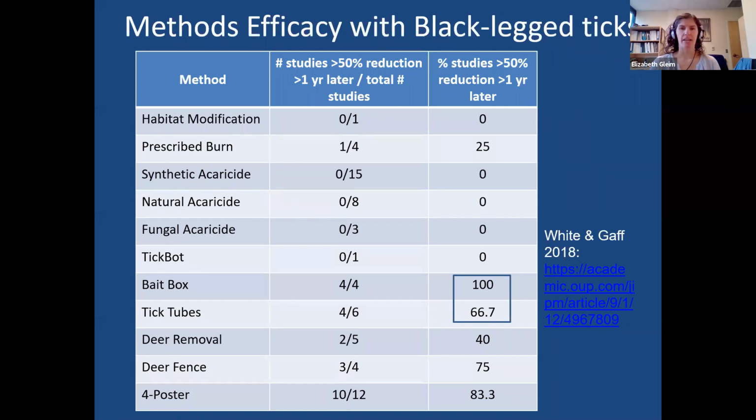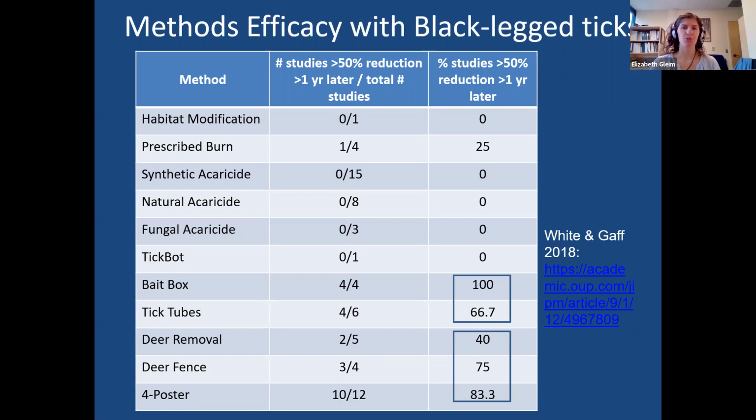So you might say, okay, let's move on to the next group that looks promising. These are all methods that are focused on deer, which are really important hosts, particularly for adult black-legged ticks. Deer removal implies culling or increased hunting pressure on deer. Deer fencing is fencing deer out of an area.